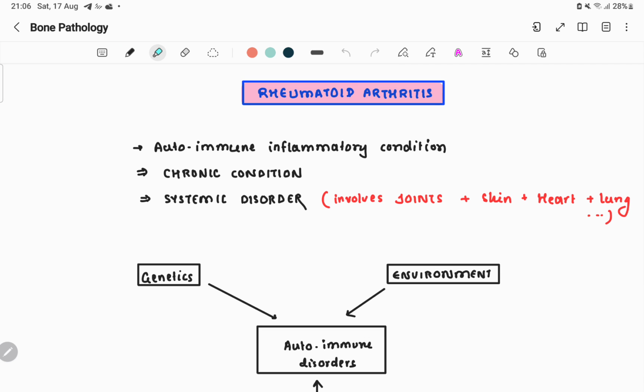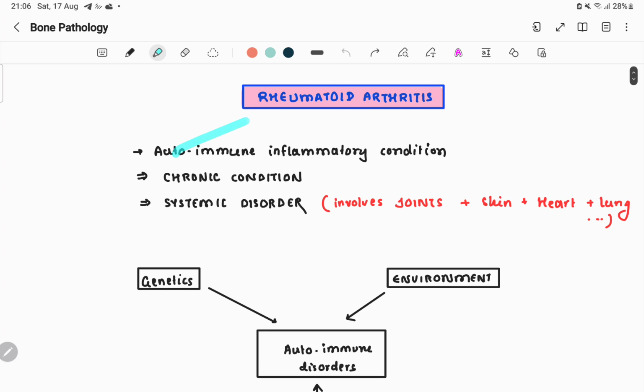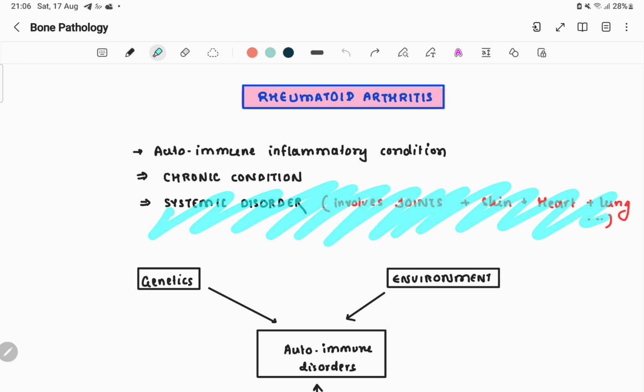Hello guys, and welcome to the new unit of rheumatoid arthritis and bone pathology. So we are starting the bone pathology with rheumatoid arthritis. So what is rheumatoid arthritis? It is an autoimmune inflammatory condition of your bones and joints. Okay, it is a chronic condition and a systemic disorder. Important: it also involves joints, skin, heart, lung, etc.